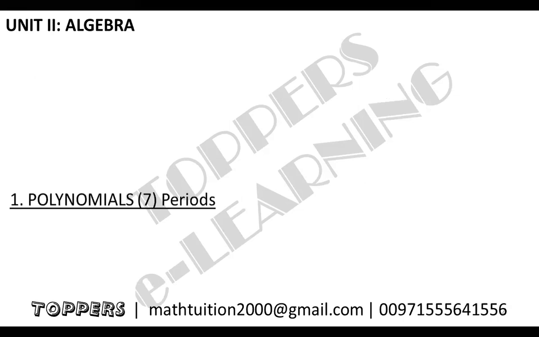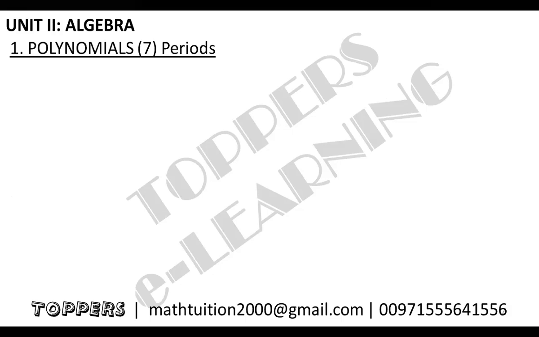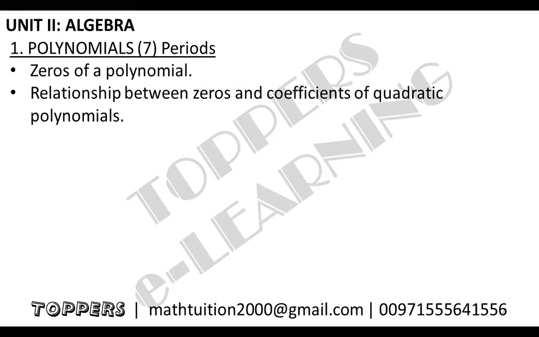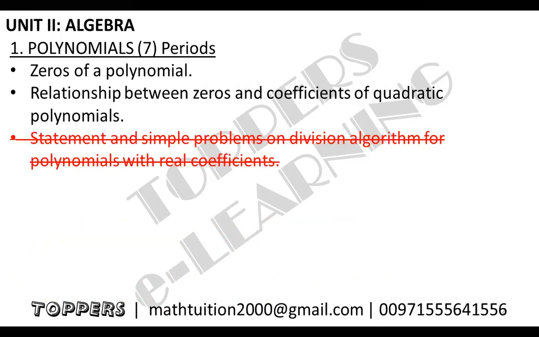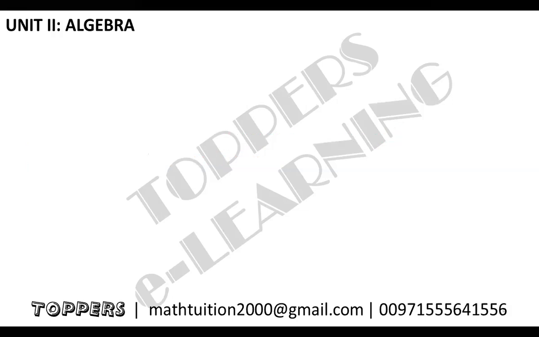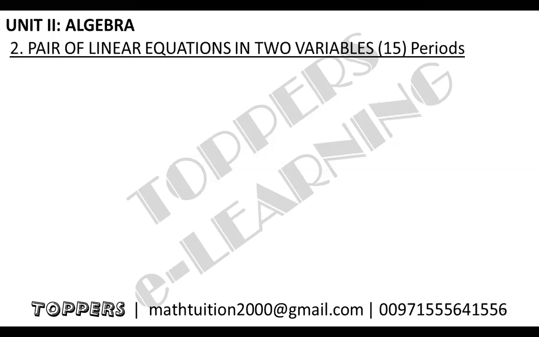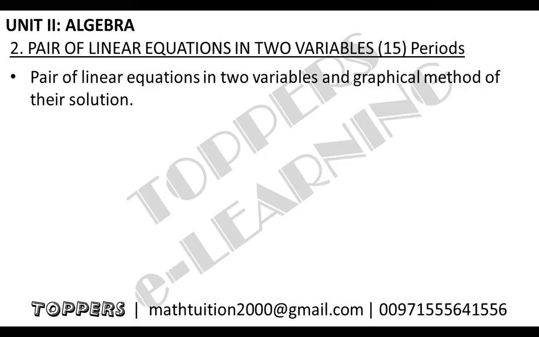Unit 2 is algebra. The first chapter is polynomials, 7 periods. Zeros of a polynomial, and the relation between zeros and coefficients of quadratic polynomials. Statement and simple problems on division algorithm for polynomials with real coefficients has been reduced. The last part.